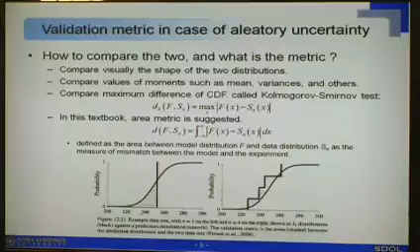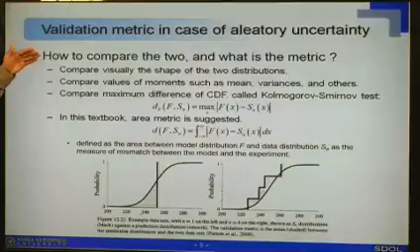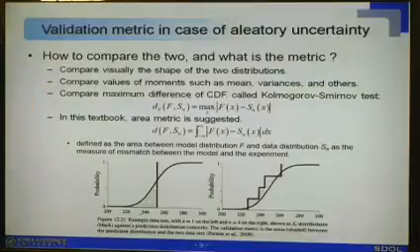We have two distributions, one from the model, the other from the experiments. And how to compare the two? And what is the metric? And the textbook introduces several different ways for that.